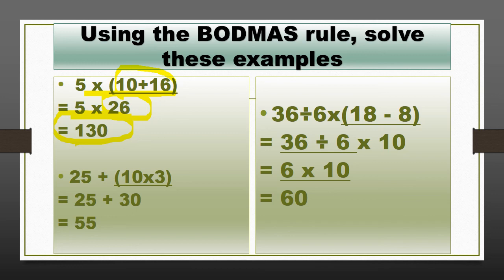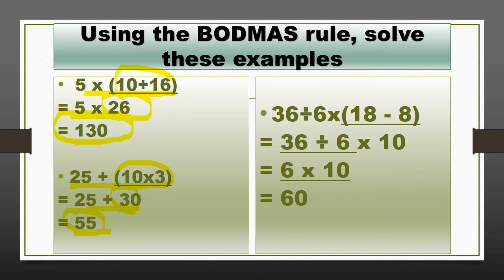In the second example, we have 25 plus 10 into 3 in the bracket. According to the BODMAS rule, first solve the bracket. In the bracket, 10 is multiplied by 3. So the answer we will get is 30. Then add 25 plus 30. We will get 55 as the answer.